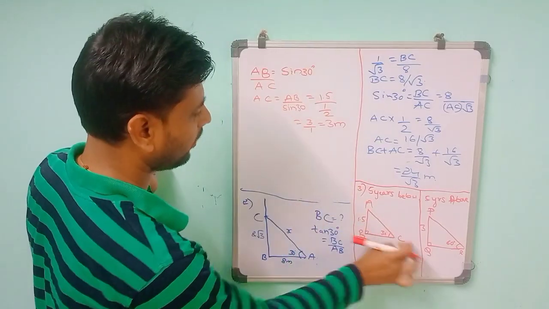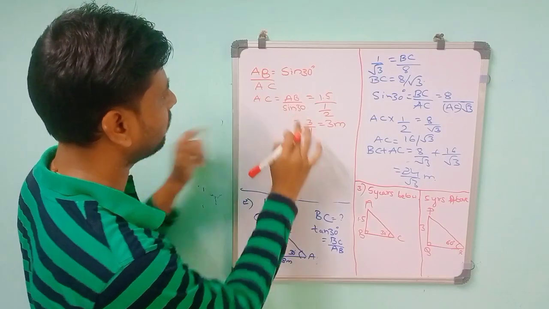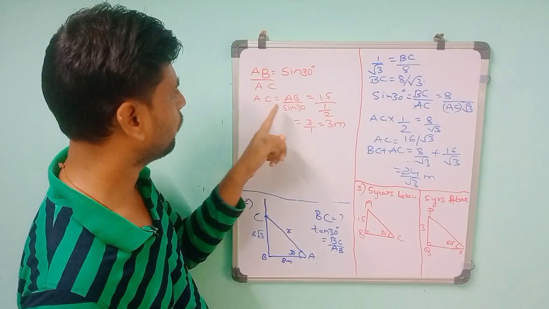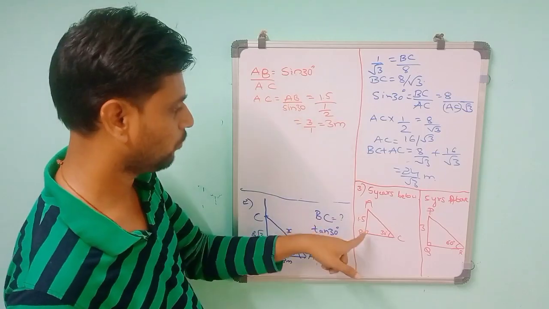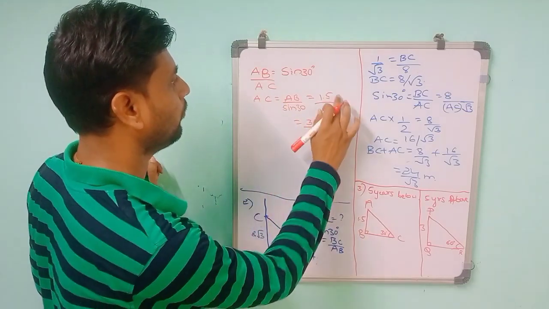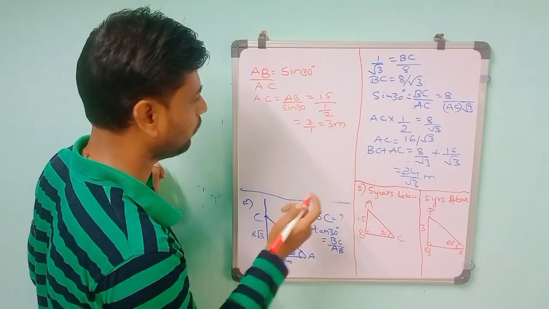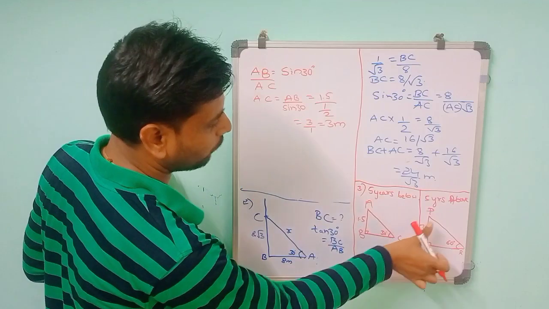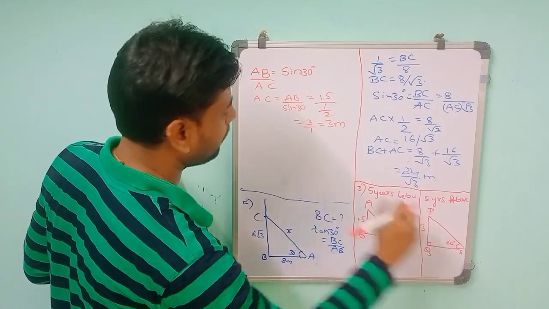So AB by AC is equal to sine 30. Sine 30 value is 1 by 2, and AC I have to find. AC is equal to AB by sine 30. So AB is 1.5, divided by 1 by 2. You will get 1.5 into 2 is 3. 3 by 1 is 3. So AC is 3.